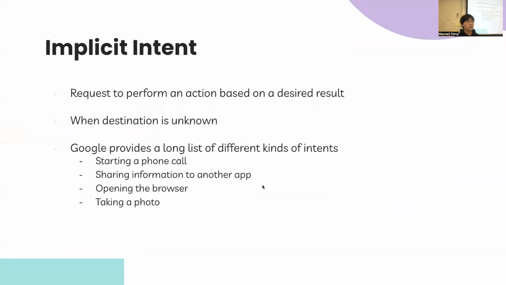Okay. And then implicit intents are requests to perform an action based on a desired result. We call them implicit because the destination is kind of unknown. Google provides a long list of different kinds of intents. We can start phone calls, share information to other apps, open the browser or take photos, etc. The list goes on.